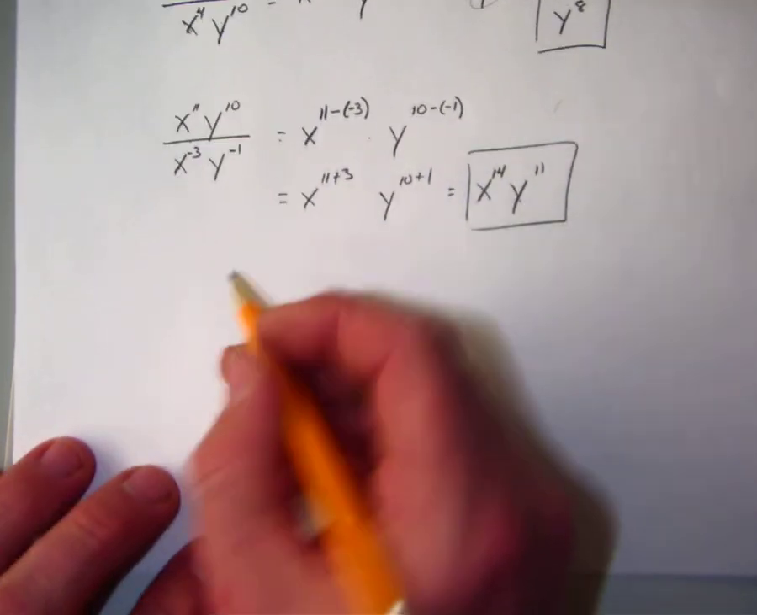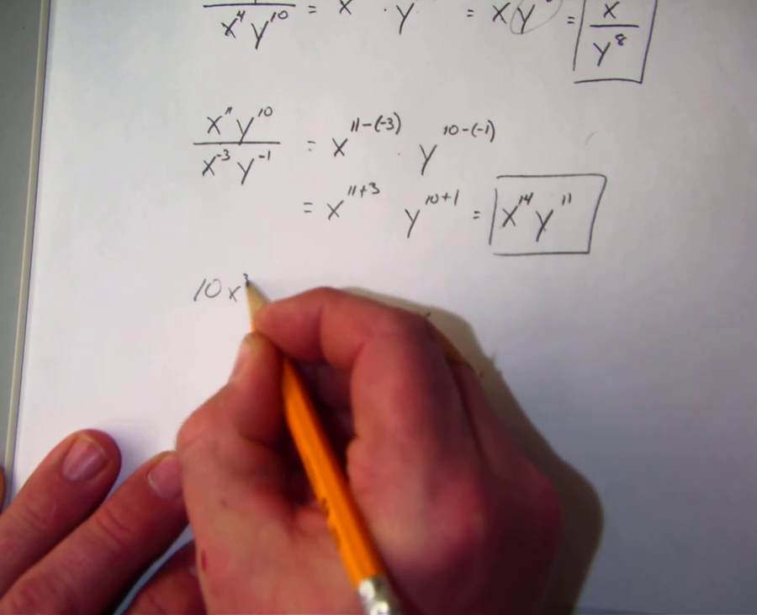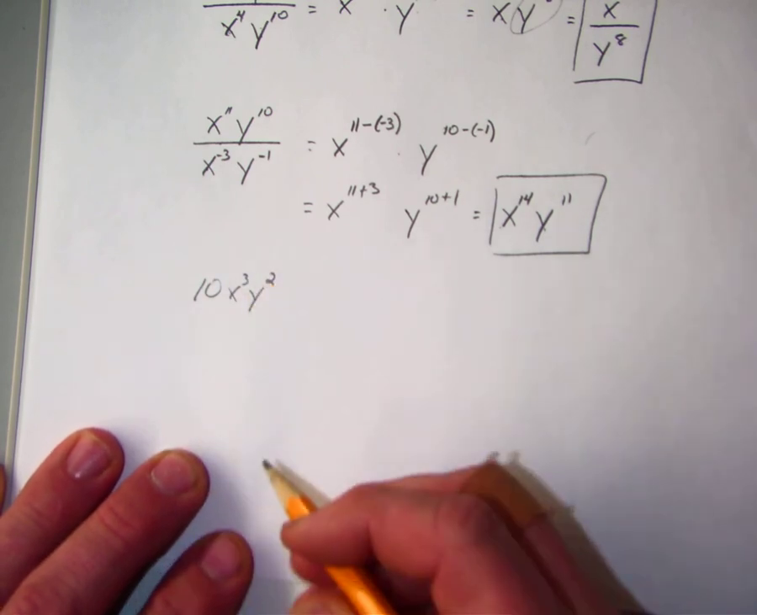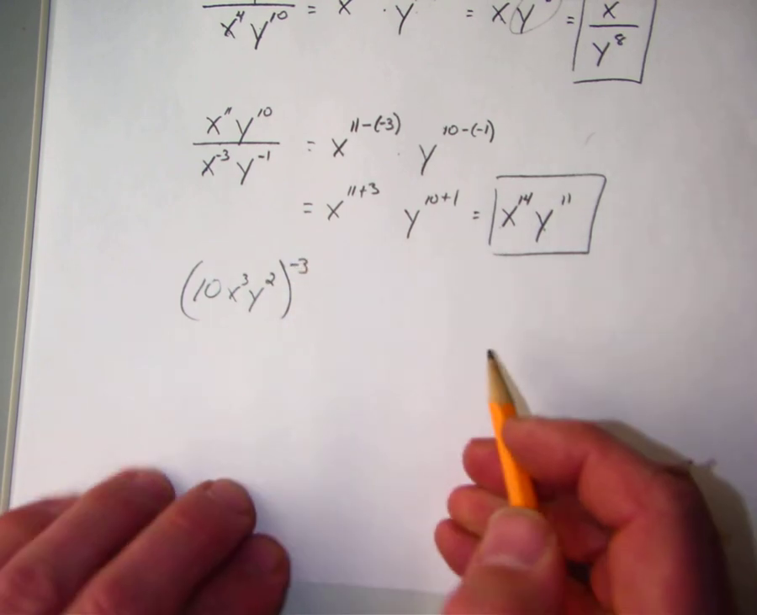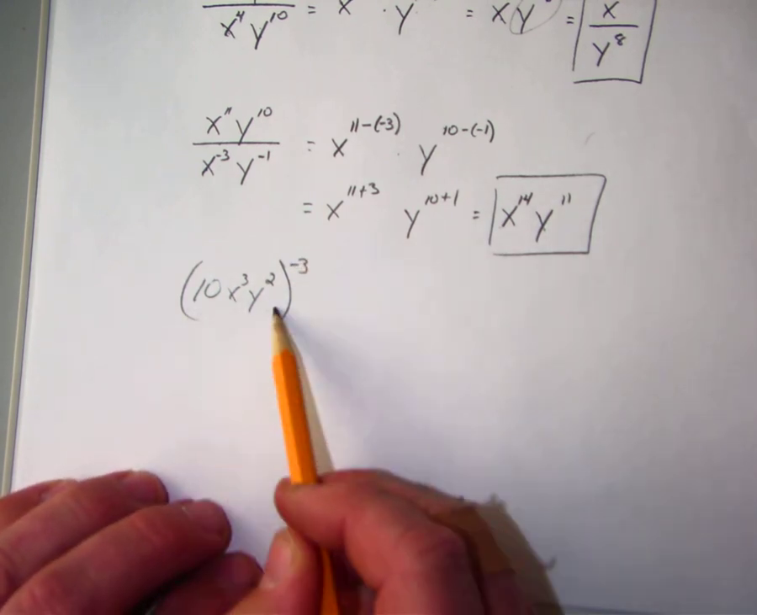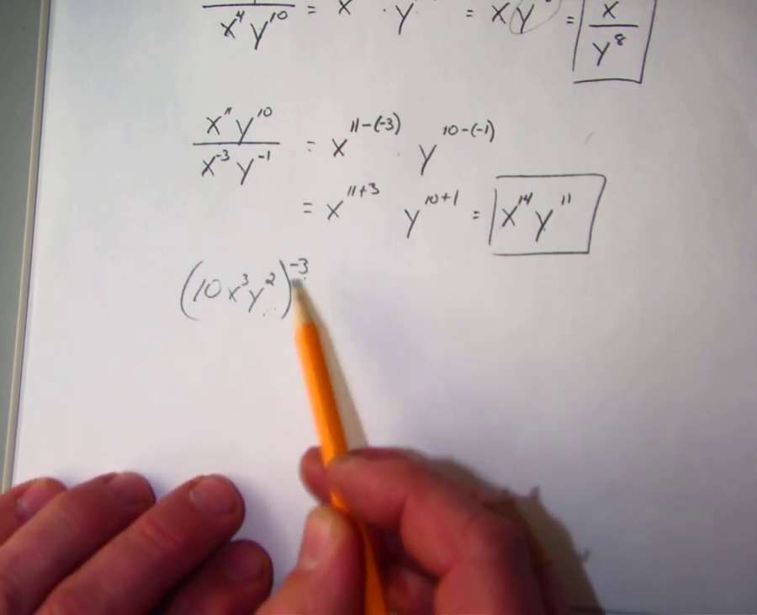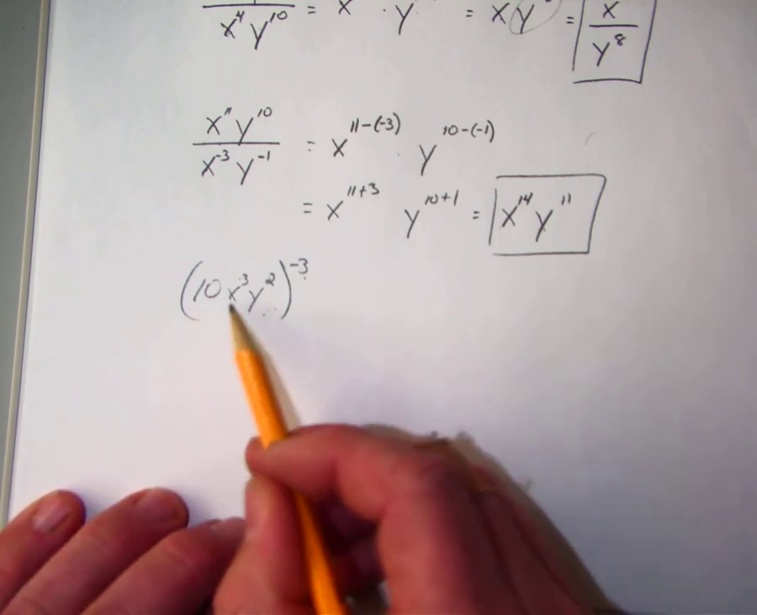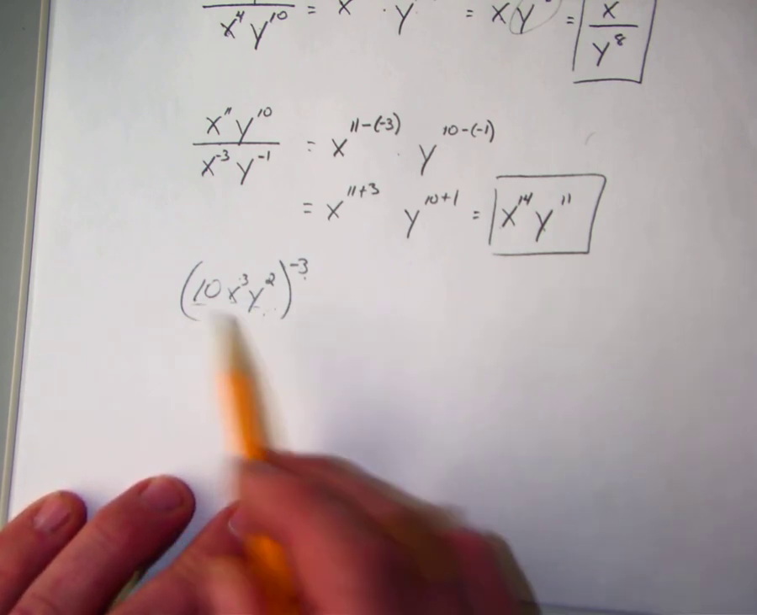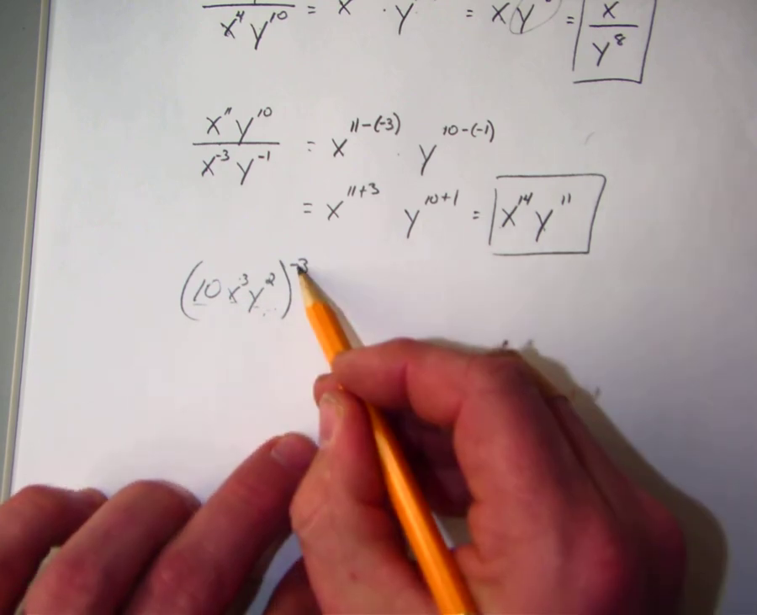All right, let's do 10 times x cubed, y squared, all to the negative 3. So inside the parentheses, it's all multiplication. That means it's one term. So that means I can distribute the negative exponent, taking it to each one of those bases. Now you notice here, none of the bases are the same, so therefore I can't add or subtract any of the exponents. So let's go ahead and distribute the negative 3 exponent.